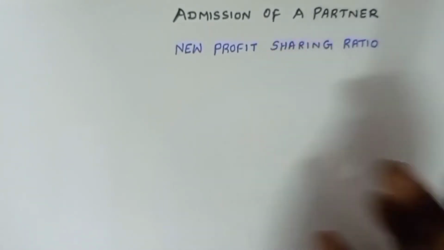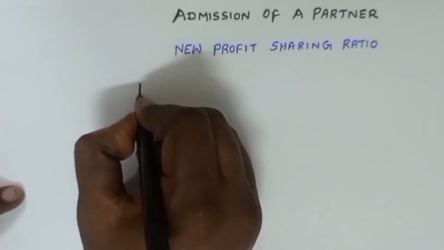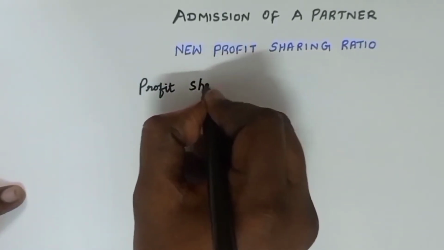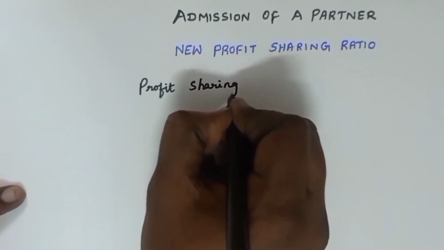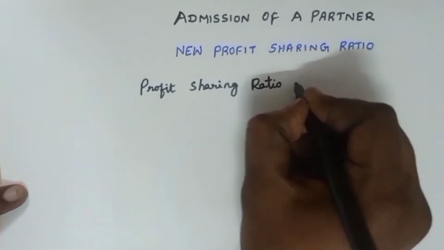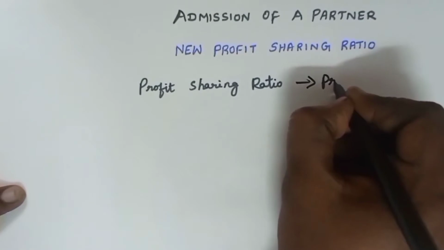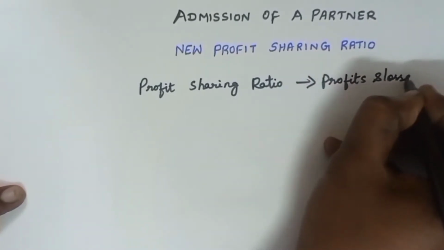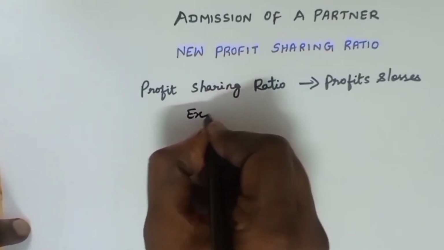Let us first understand what is profit sharing ratio. Profit sharing ratio is a ratio in which the partners agreed to share the profits and losses of the business. We will see one example.